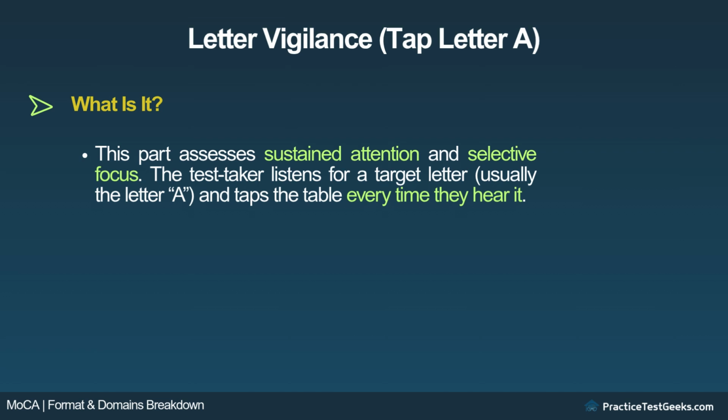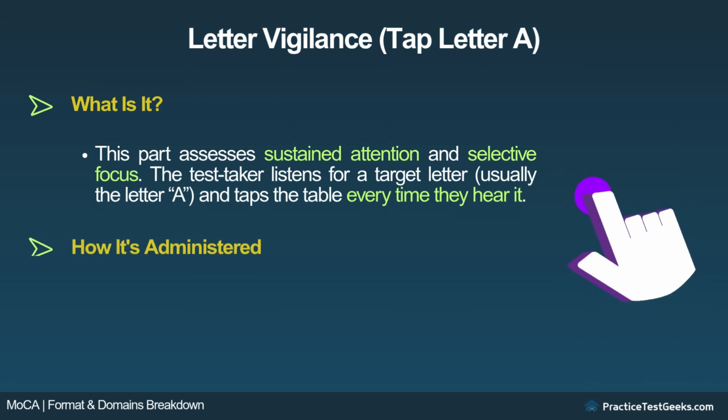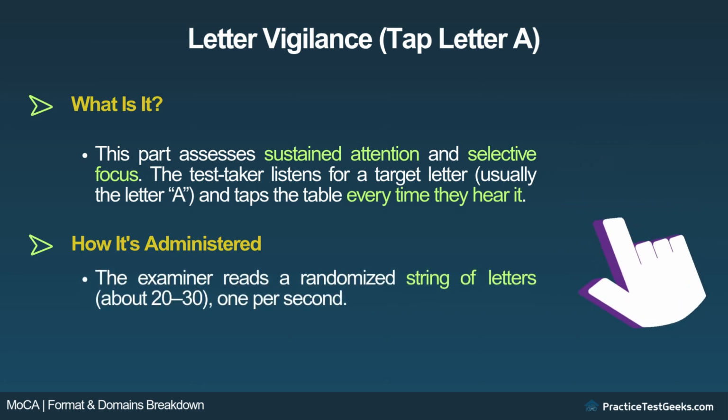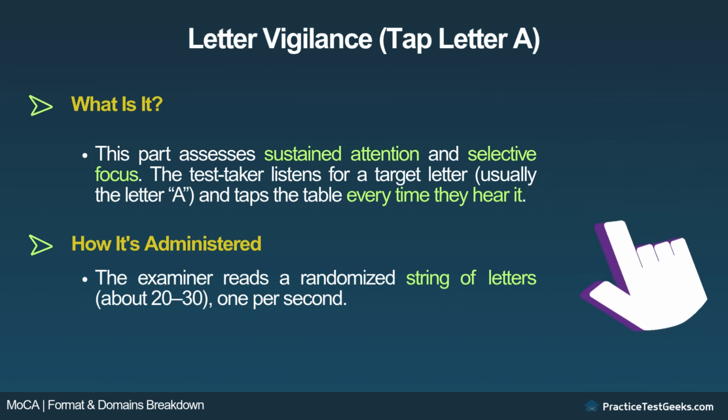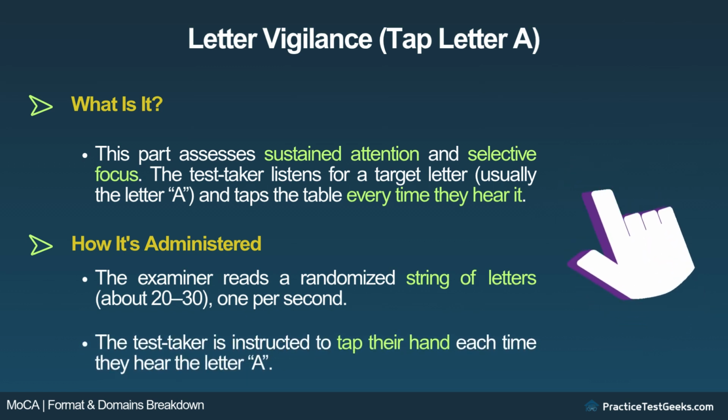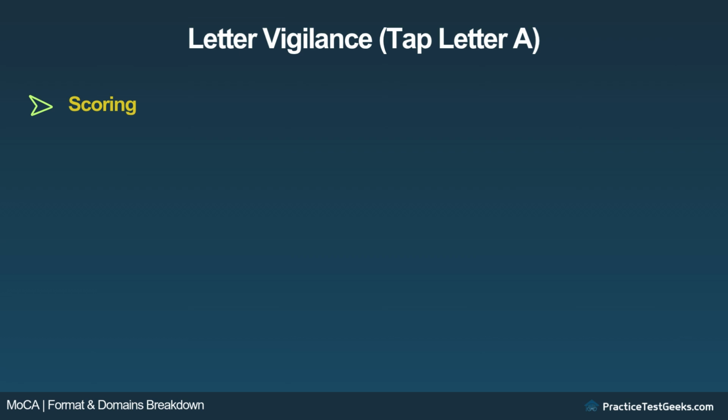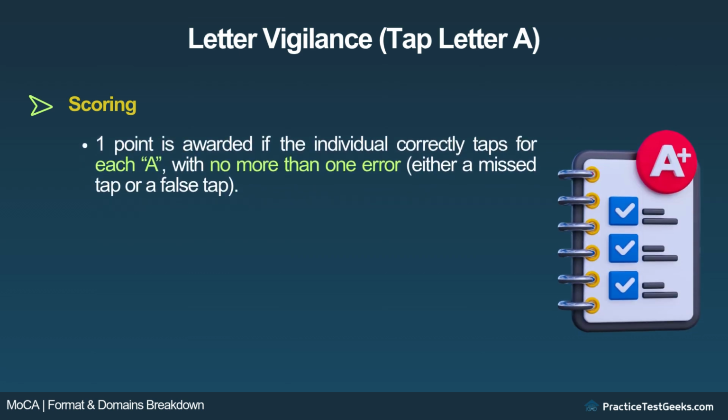The test taker listens for a target letter, usually the letter A, and taps the table every time they hear it. How it's administered. The examiner reads a randomized string of letters, about 20 to 30, 1 per second. The test taker is instructed to tap their hand each time they hear the letter A. Scoring. 1 point is awarded if the individual correctly taps for each A with no more than 1 error, either a missed tap or a false tap.